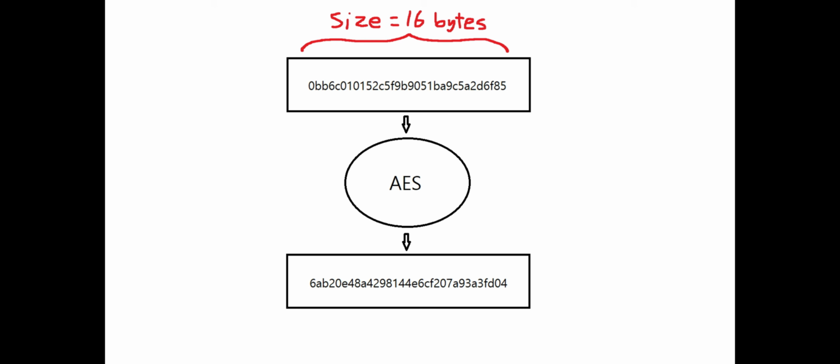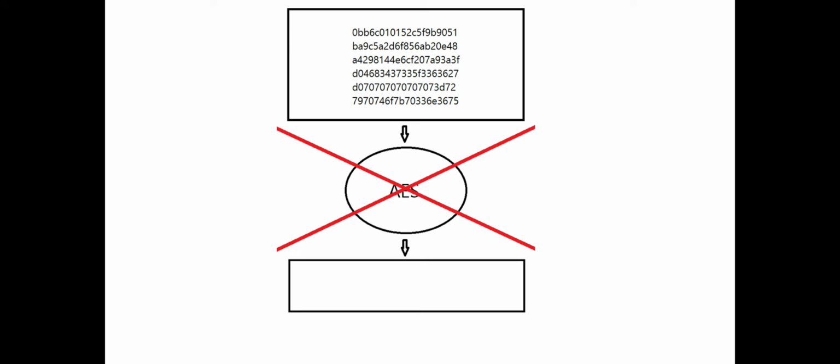AES supports 3 key sizes: 128-bit, 192-bit, and 256-bit. For the purposes of today's video, we will assume that our AES algorithm uses a 128-bit key size, which is 16 bytes. This means that the AES algorithm only accepts data that is exactly 16 bytes long. Okay, then what happens if we want to encrypt data that is larger than 16 bytes? AES won't accept any data that is not 16 bytes long.